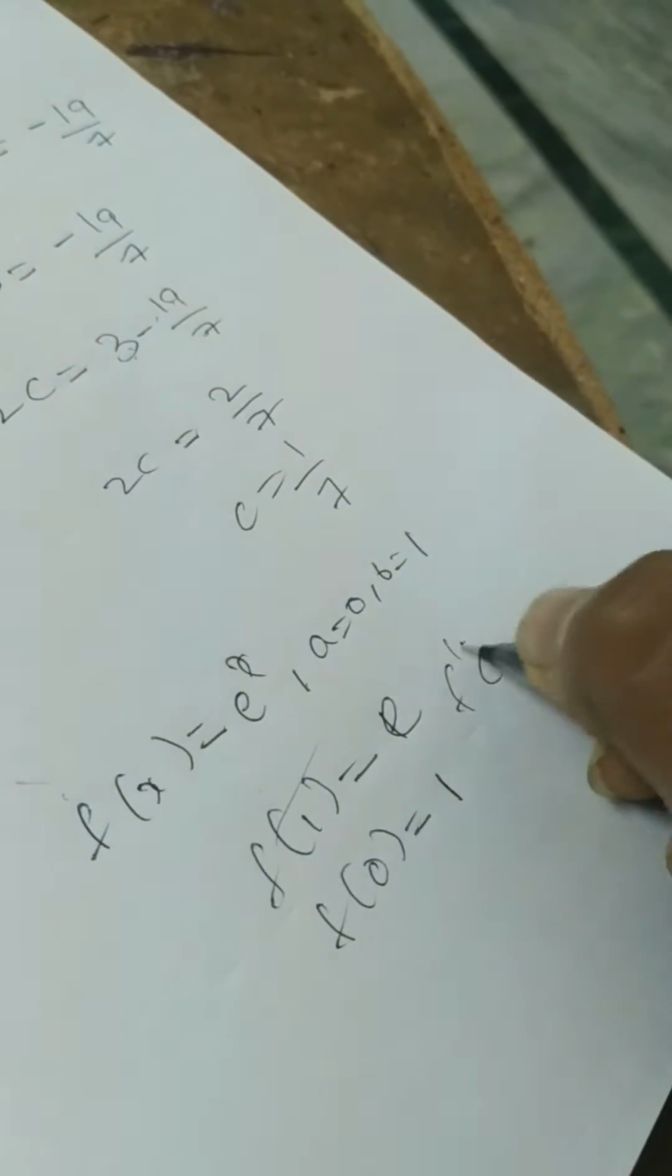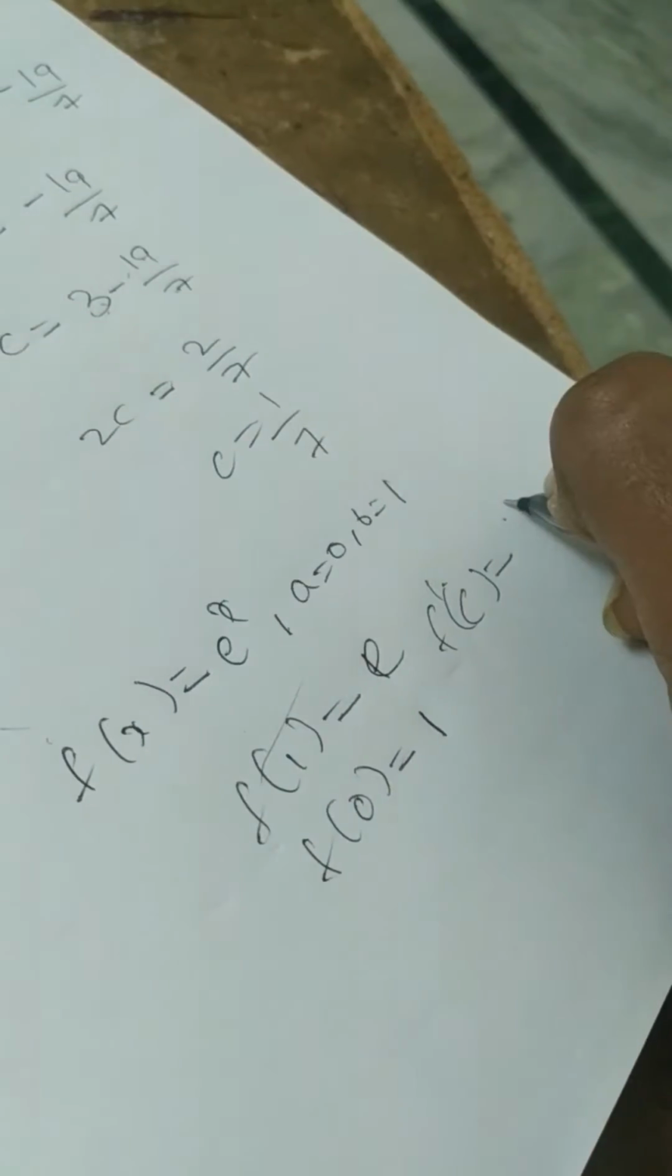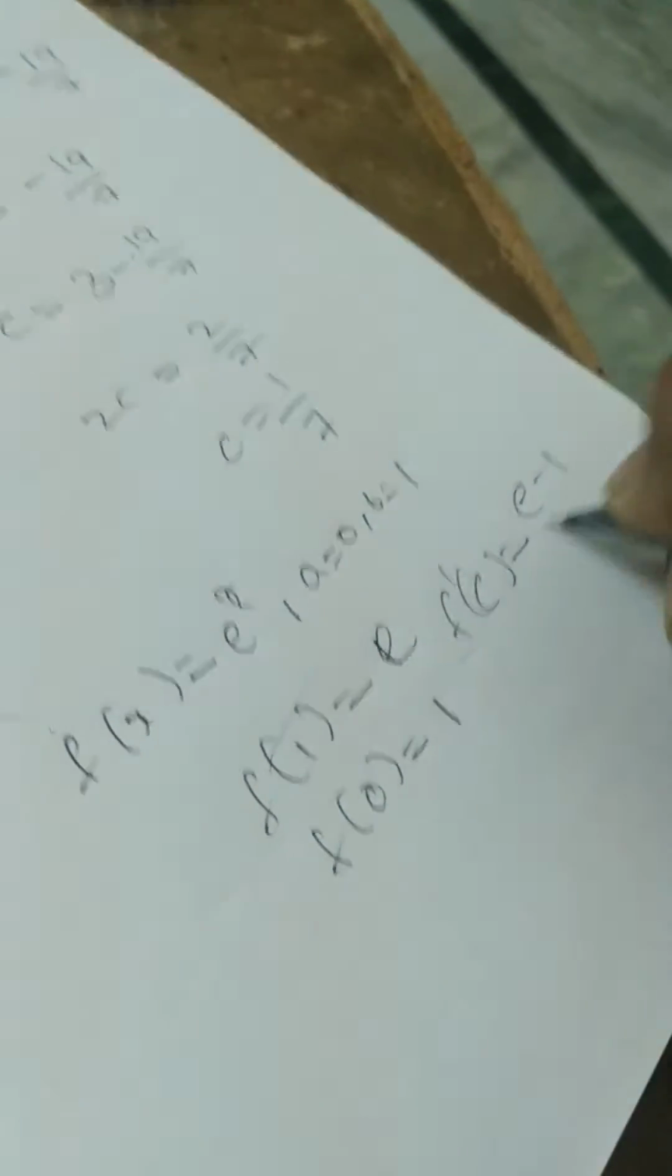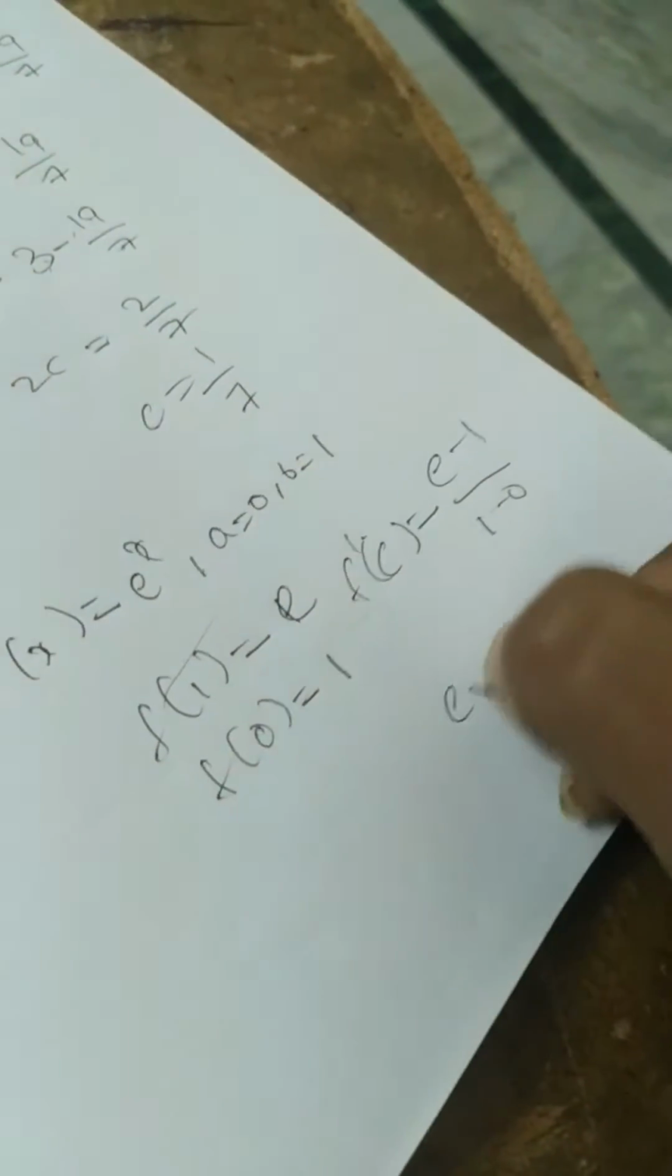Similarly, in the second bit, we have f of x is equal to e power x and a is equal to 0, b is equal to 1. Now f of 1 is equal to e, f of 0 is equal to e power 0, which is 1. Now f of b minus f of a by b minus a is e minus 1 by 1 minus 0, therefore it is e minus 1.